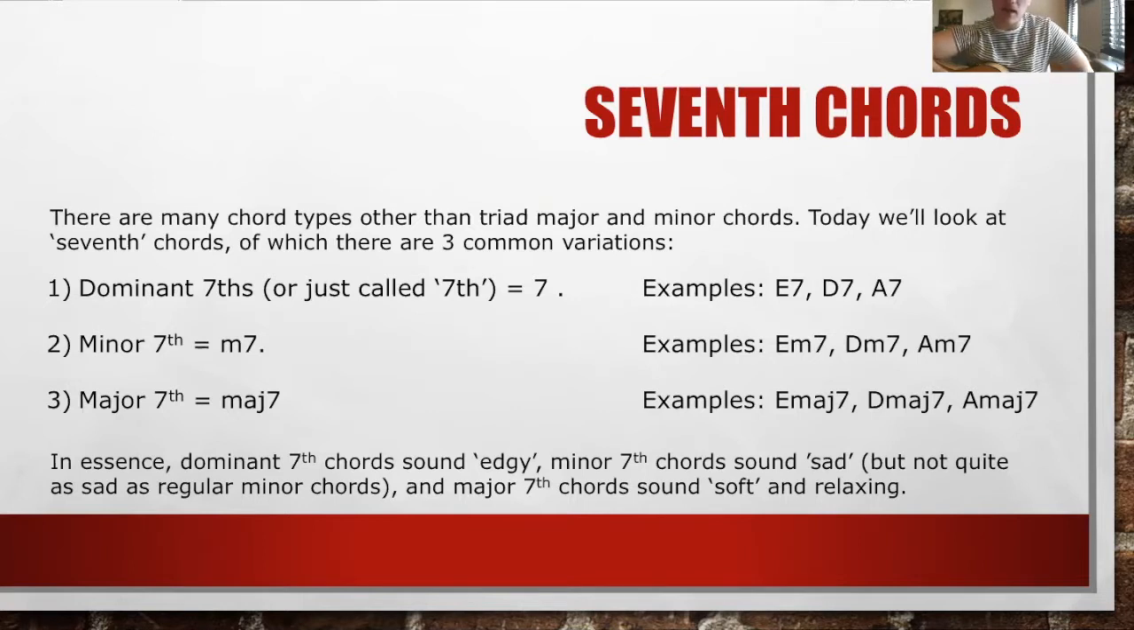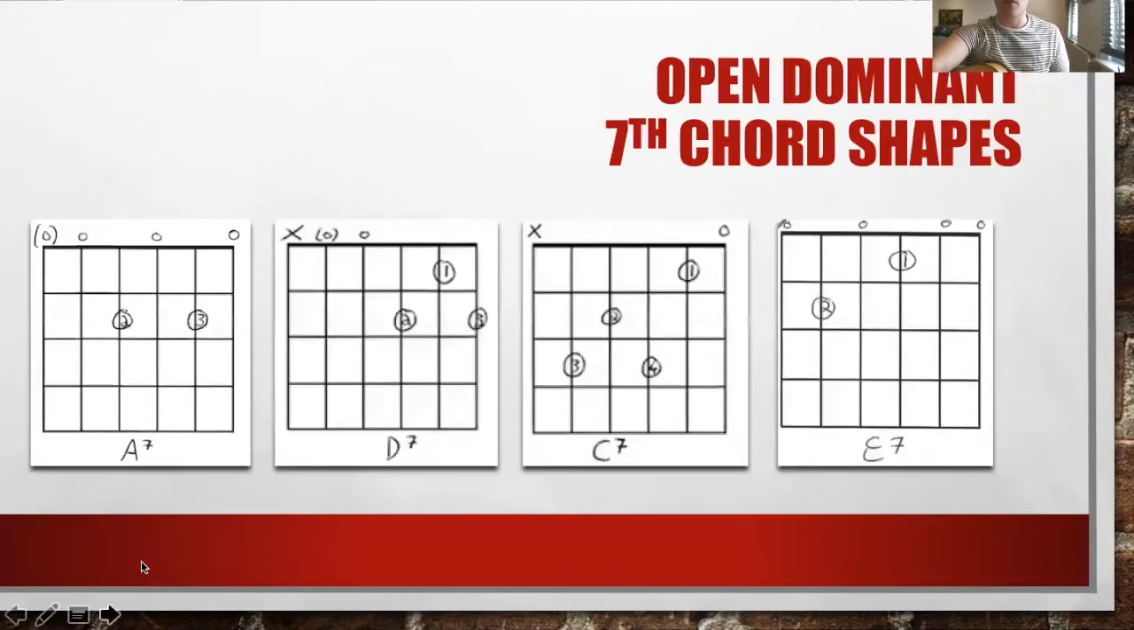Okay, but we're going to get a little bit more in depth. The dominant seventh chords generally sound quite edgy. They are good for building tension. And then minor seventh chords, they sound sad, although it's not quite as straightforward as the others. Potentially they don't sound quite as sad as regular minor chords, it could be fair to say. And major seventh chords, they sound very soft and relaxing. So that, for example. Okay, so let's have a look at a few more examples.